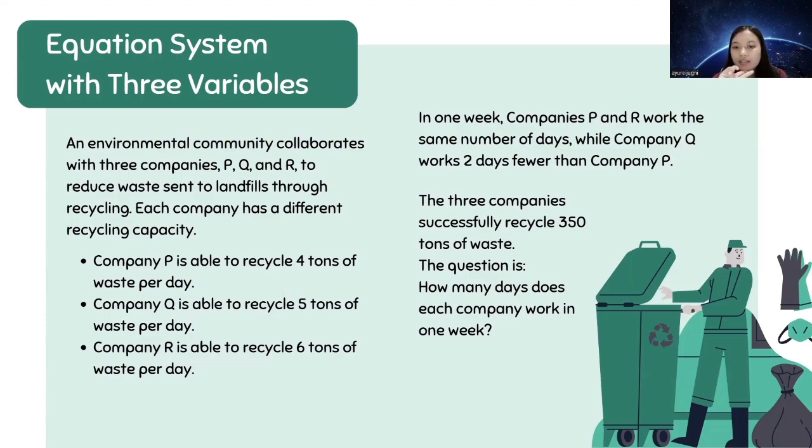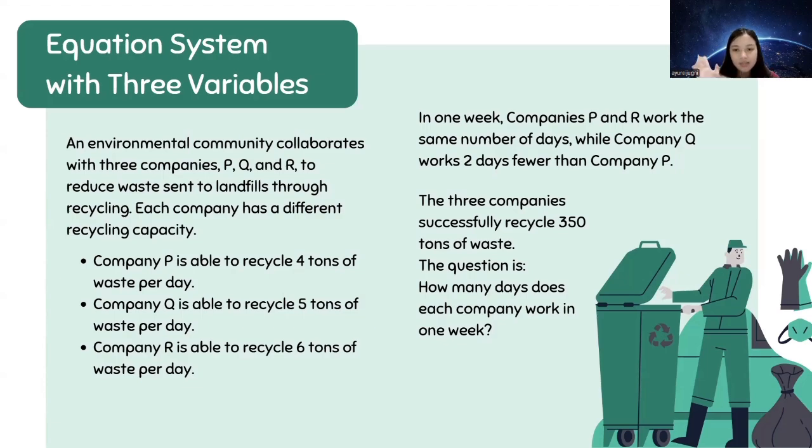Together, they recycle 250 tons of waste. In 1 week, company P and company R work the same number of days, while company Q works 2 days fewer than company P. The question is, how many days does each company work?